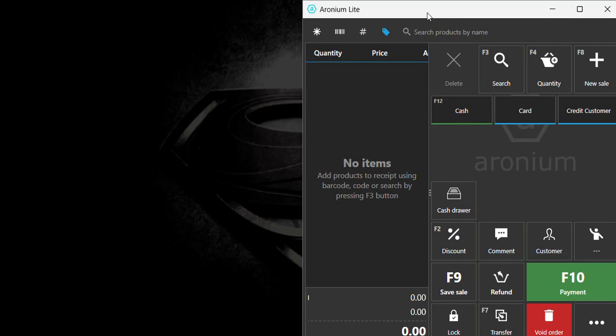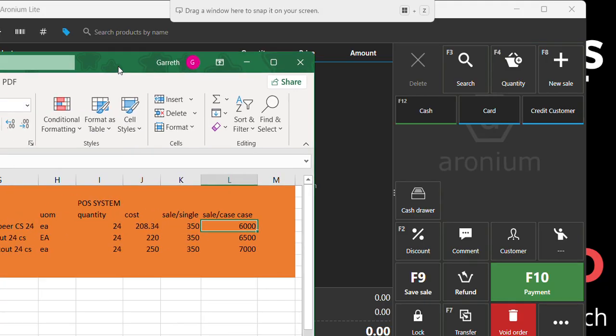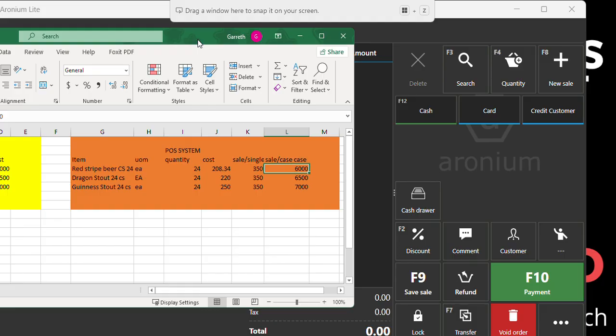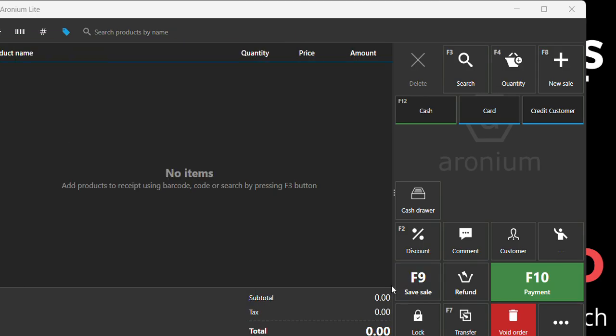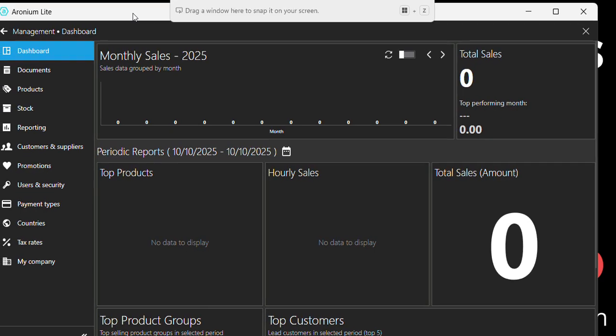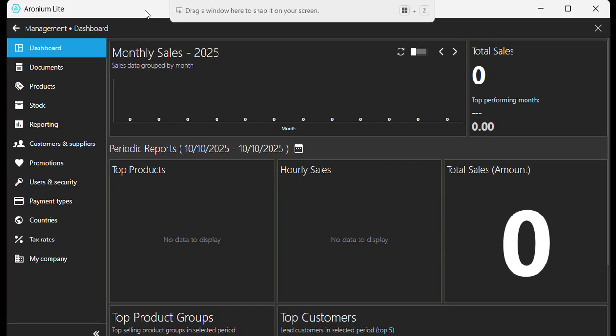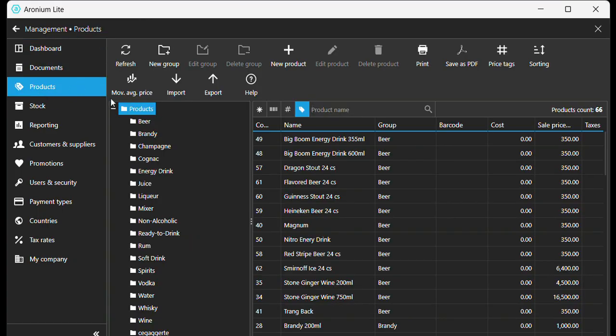So here we are now. We're in Aronium right now and we need to put these items in here. So the first thing we're going to do is the beer. Look at the cost price and look at the sales price. So we'll add those first. We go to management, we go to products, and then we're going to look for our beer.